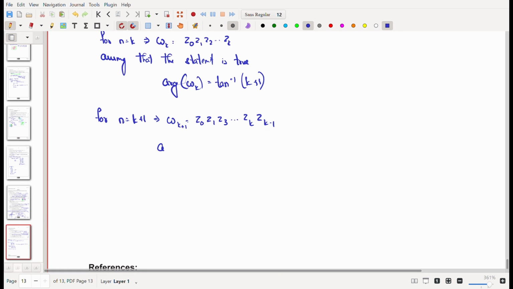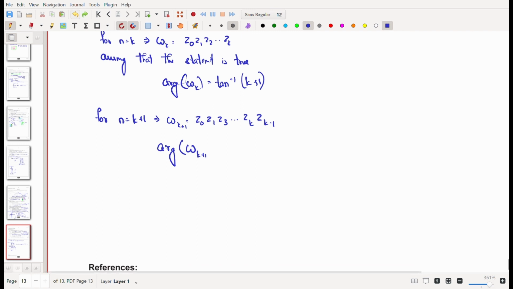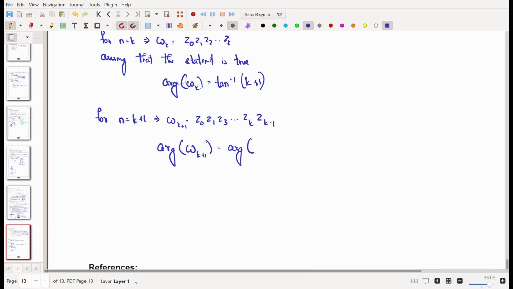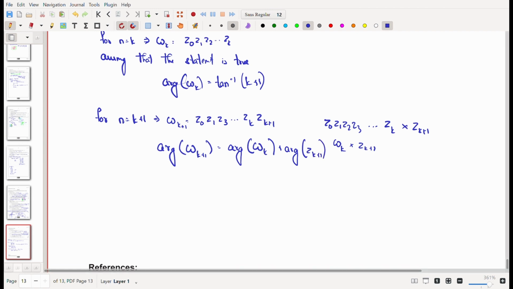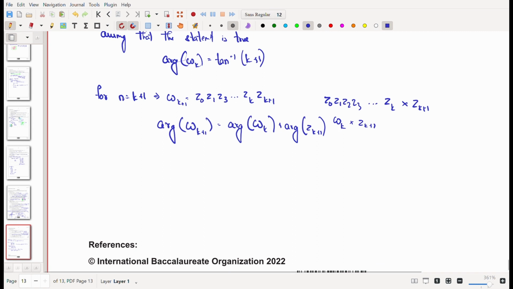So k plus 1, arg of omega k plus 1 is equal to arg. Now, what happens if we write it as z0, z1, z2, z3, all the way to zk times zk plus 1, sorry? That means that we can write it as omega k times zk plus 1, right? So we can write it as arg omega k plus arg zk plus 1, using the properties of arguments where they add together when they multiply.